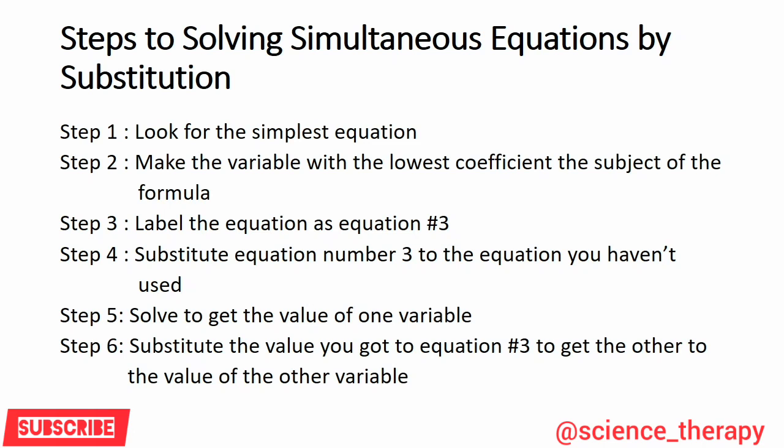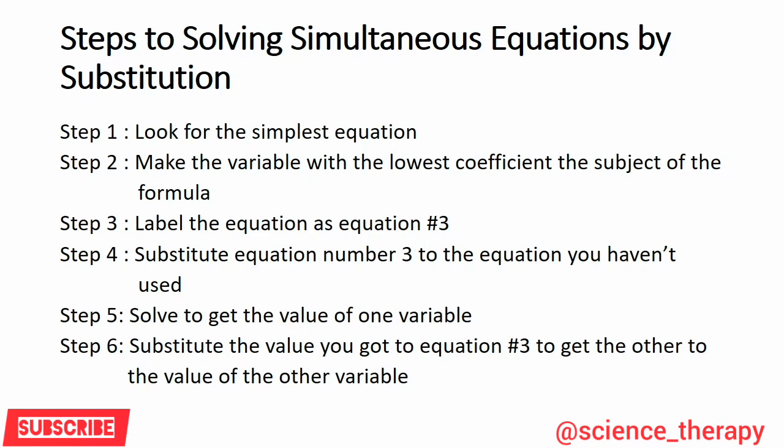Then step number 2 is that you will make the variable with the lowest coefficient the subject of the formula. So from that simplest equation that you have chosen, you need to make the subject of the formula from the variable with the lowest coefficient. Remember, what is a coefficient? That's the number that comes before the variable, right? Then step number 3, we need to label the equation as equation number 3. That equation that you have made the subject of the formula, now you label it equation number 3.